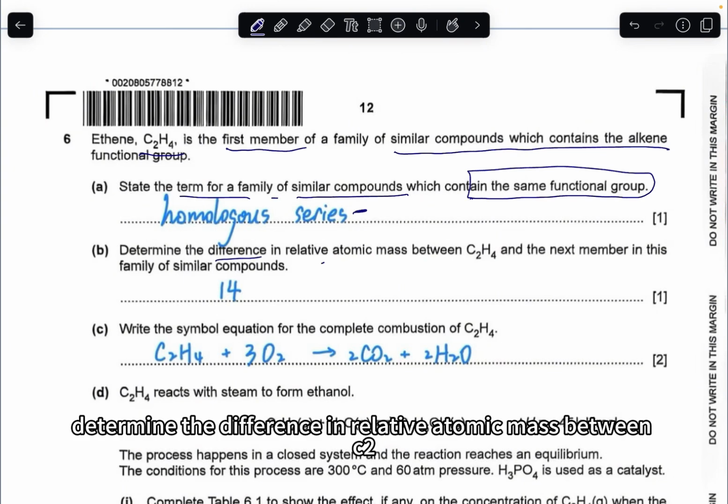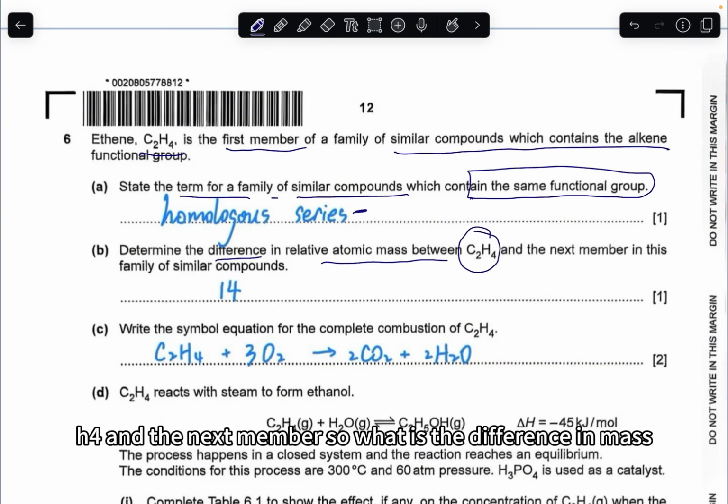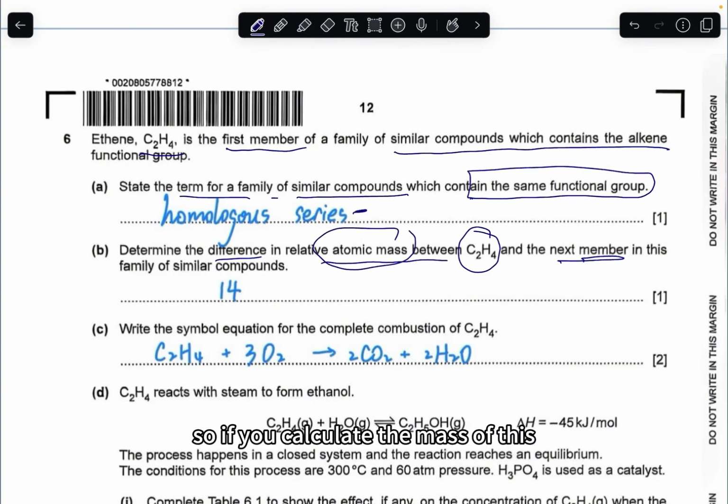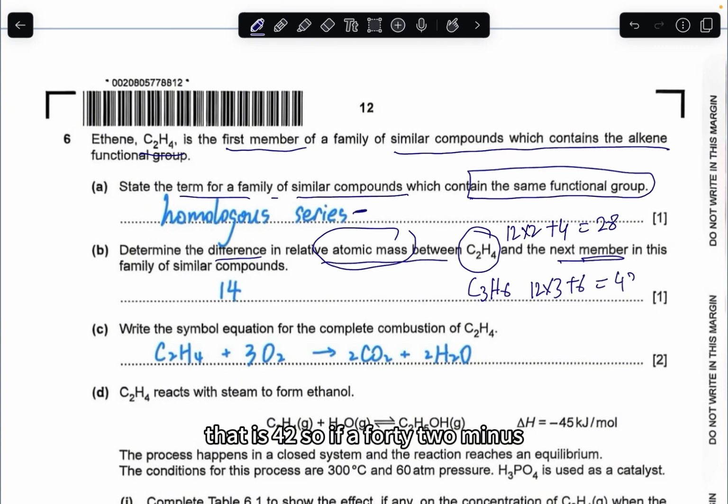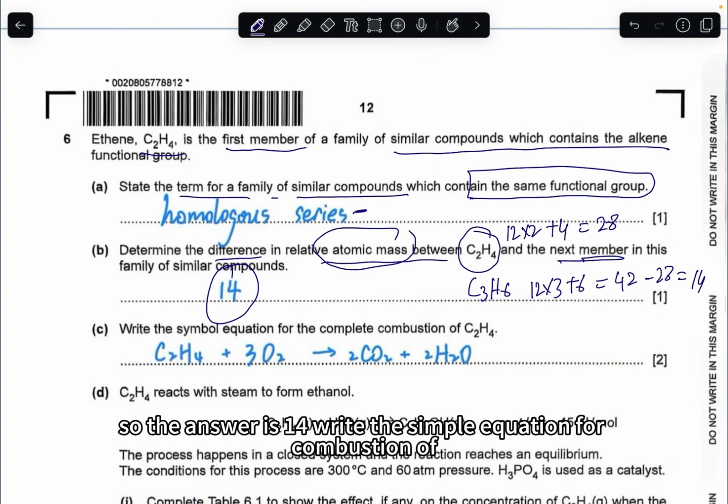Determine the difference in relative atomic mass between C2H4 and the next member. So what is the difference in mass? If you calculate the mass of this, C2H4 is 12 times 2 plus 4, that is 28, and the next member will be C3H6, that is 12 multiplied by 3 plus 6, that is 42. So 42 minus 28 is 14. So the answer is 14.